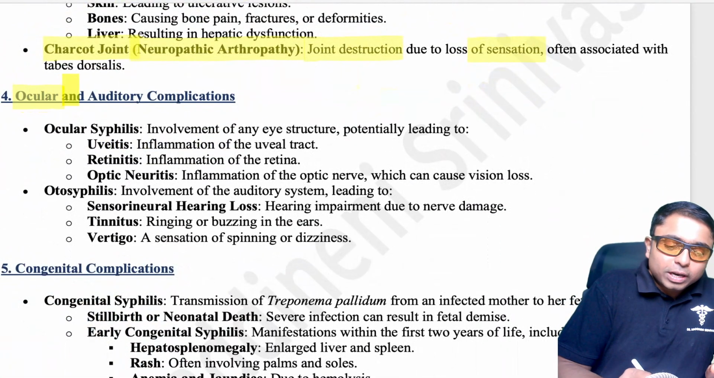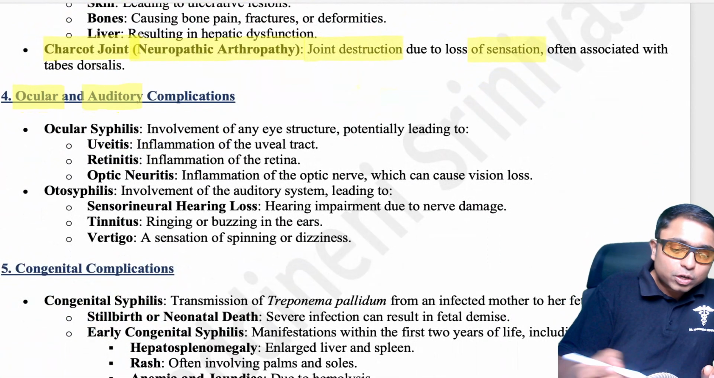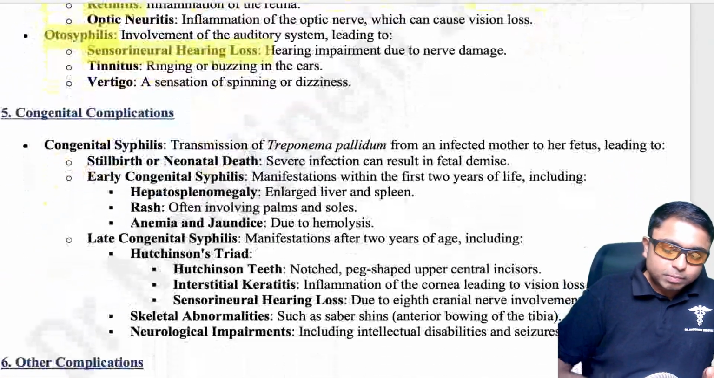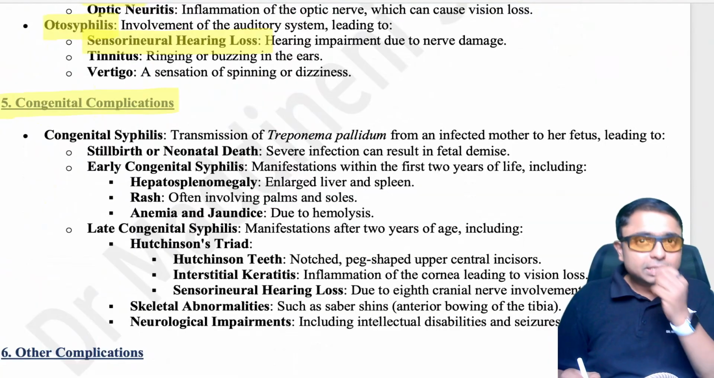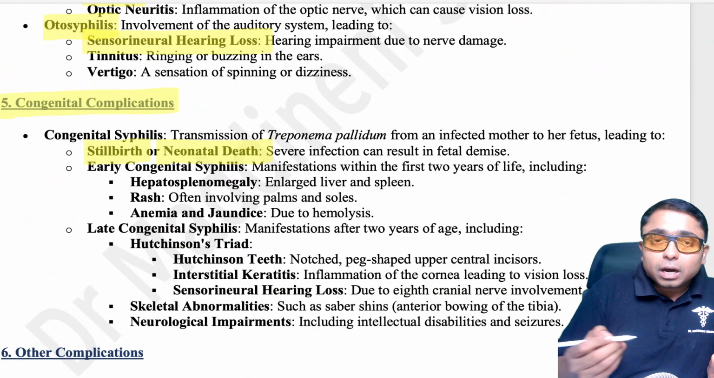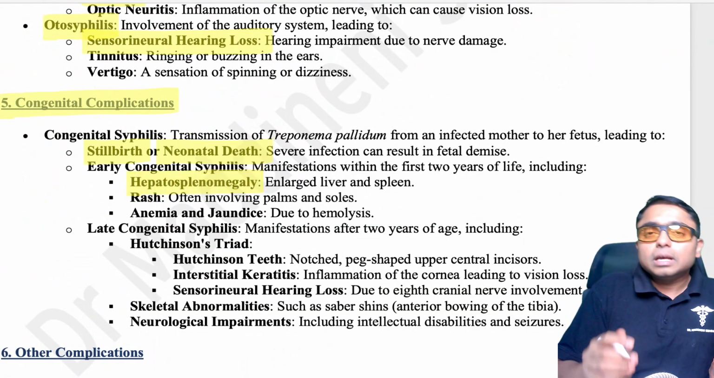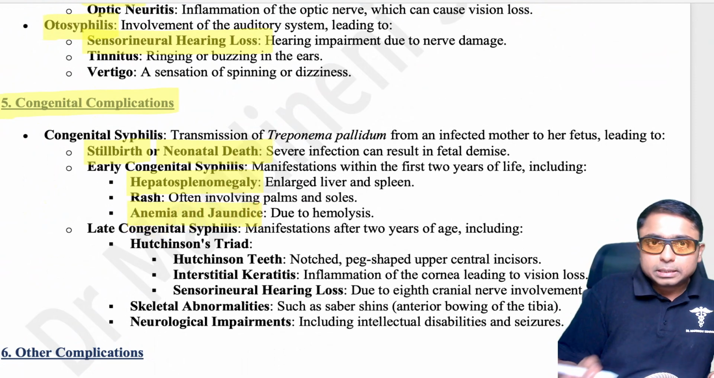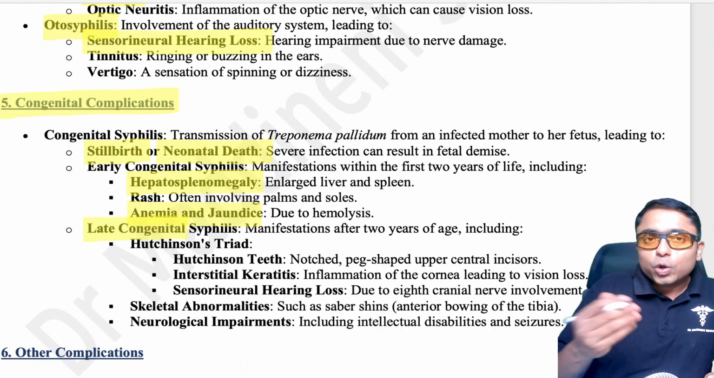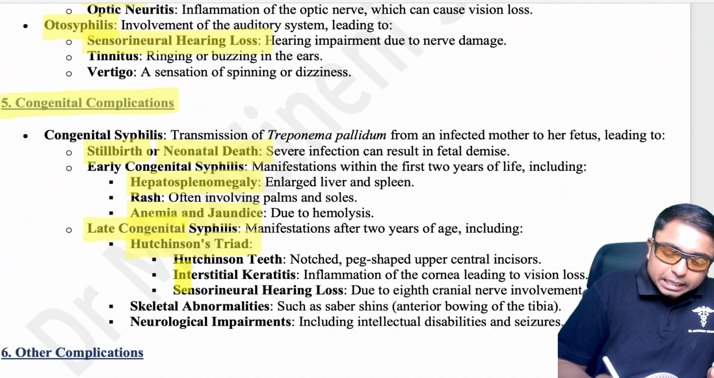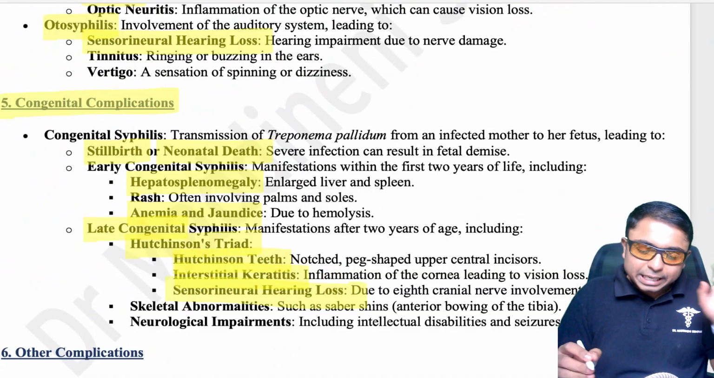Next, third year knowledge. Ocular and auditory complications can also occur. In ocular syphilis patients can have even retinitis. In otosyphilis, there can be sensorineural hearing loss. And also remember congenital complications from your gynecology; you might have read this. There can be stillbirth, neonatal death. There can be early congenital syphilis in which the neonate can have hepatosplenomegaly. There can be anemia and jaundice due to hemolysis. And in the late, I hope all of you do remember this, Hutchinson's triad: Hutchinson's teeth, sensorineural hearing loss, interstitial keratitis. Just write the headings, that will be sufficient.